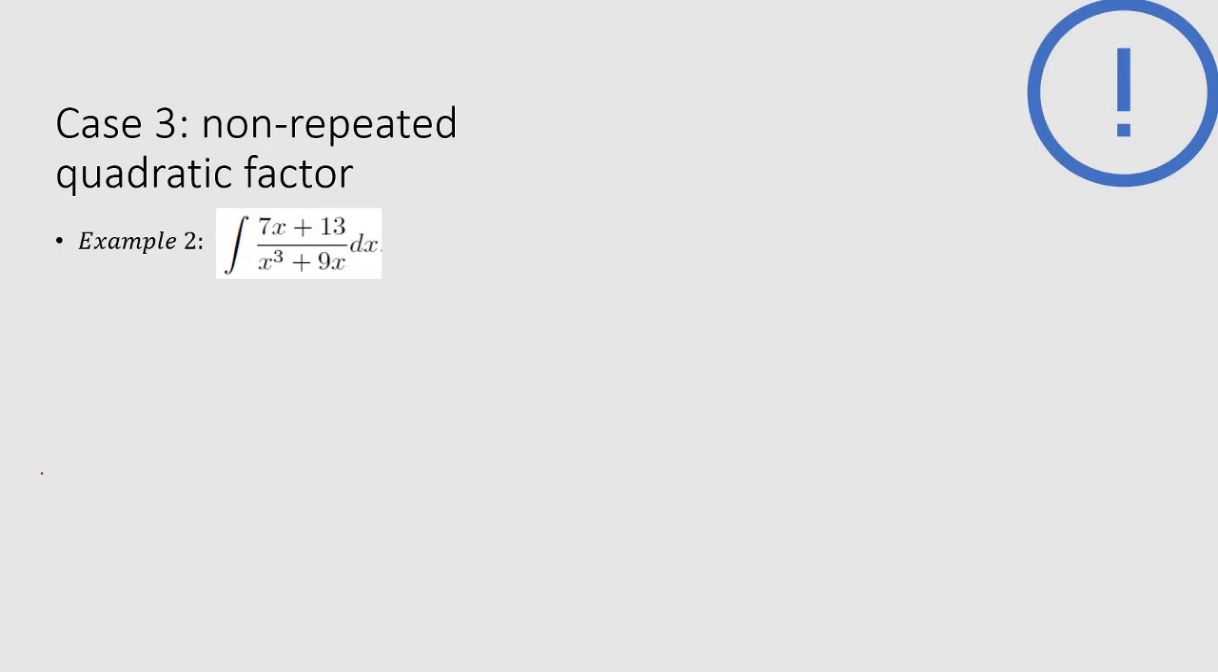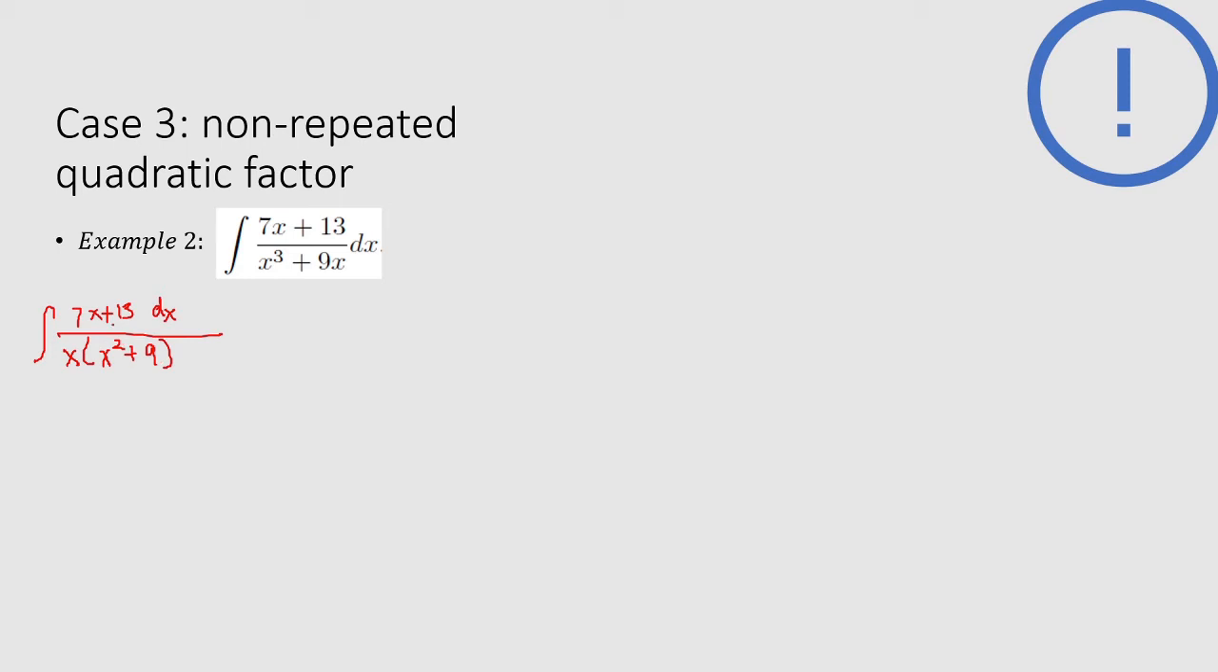Okay, for the next number, example, non-repeated quadratic factor pa din po, but this is, let's see. Okay, so let's see first. 7x plus 13 dx all over, so this is x times x squared plus 9. Alright, so let's see if x squared plus 9 is factorable. I think it's not. So therefore, this is an example of a non-repeating quadratic factor.